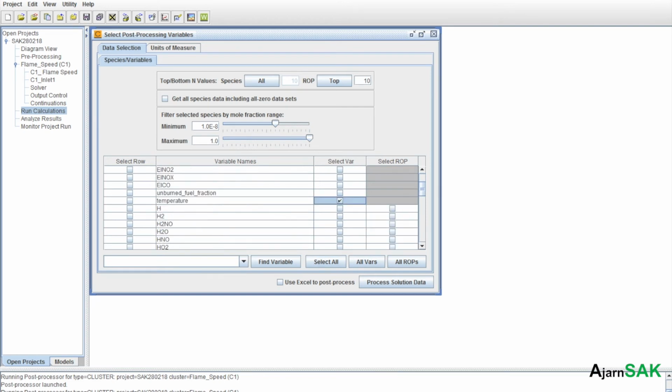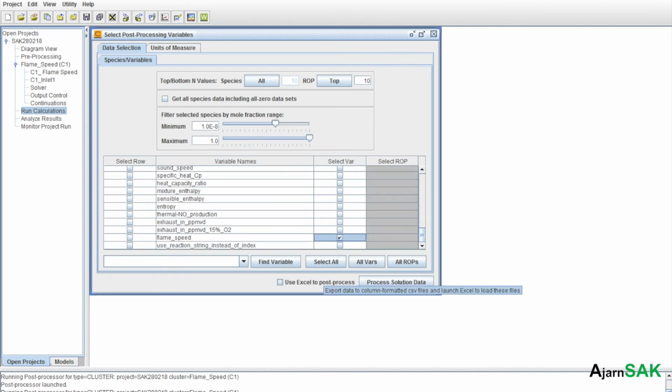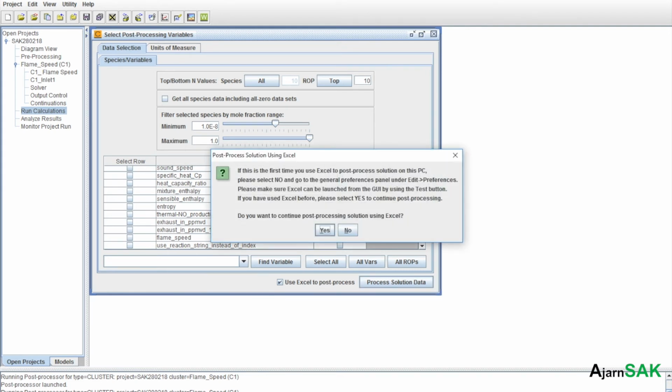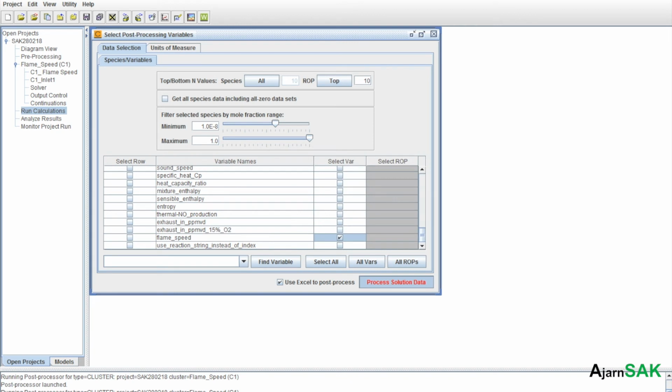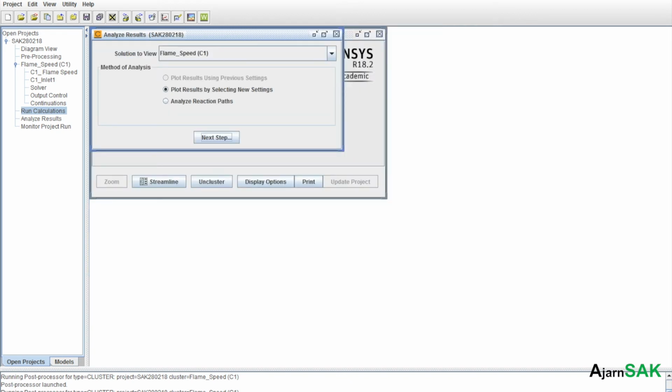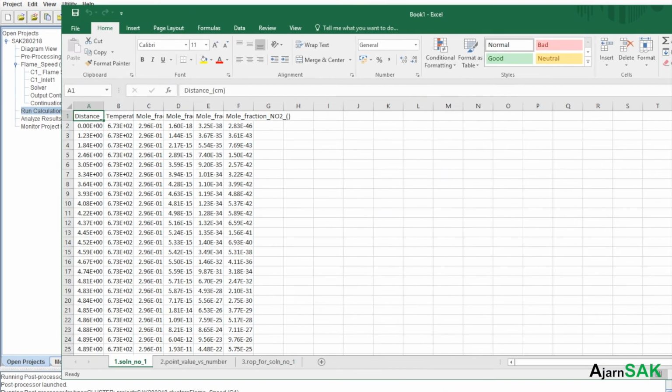And one of the ROPs, and let's see the NOx, flame speed and NOx. And flame speed. Use Excel. I usually use Excel. That's much better. When it's in the format of Excel, it's easier for you to plot the results. Now we got the results.